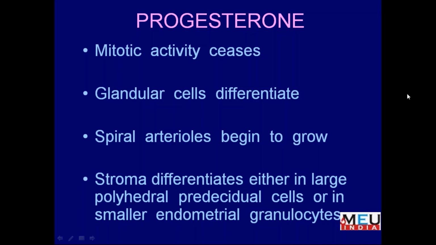The glandular cells differentiate, and the spiral arterioles begin to grow, and around the blood vessels the cuff formation by the fibrous tissue starts appearing, and the stroma differentiates into large polyhedral decidual cells or smaller endometrial granulocytes.